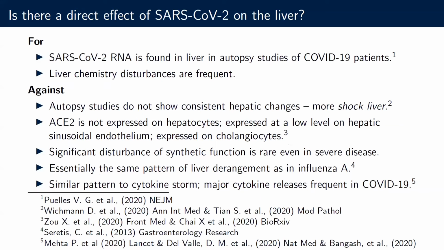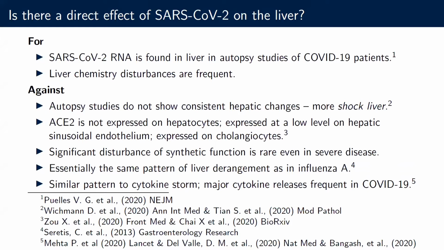And then when considering whether there really is a direct effect of SARS-CoV-2 on the liver, I think the jury is still out in total, but in my mind, there are some points for significant effect and perhaps a weight of points against there being a really significant clinical effect. So RNA is present in autopsy studies of COVID-19 patients, and liver chemistry disturbances are frequent, as I've just described.